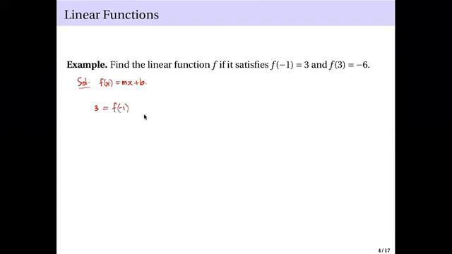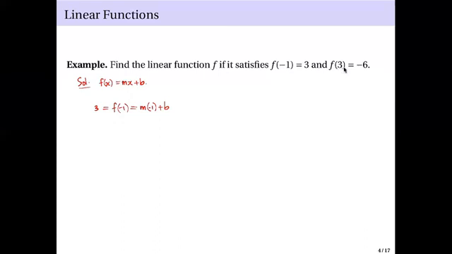On the right-hand side, we use this formula here, this form here. We substitute -1 at this x here. So you will have m times -1 plus b, or simply you have -m plus b.